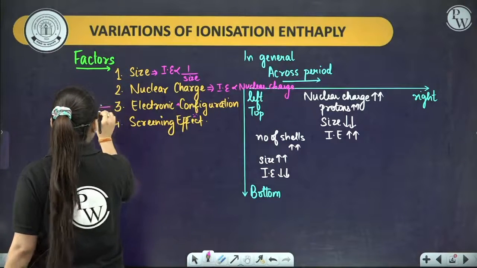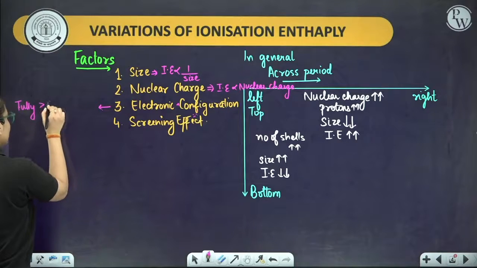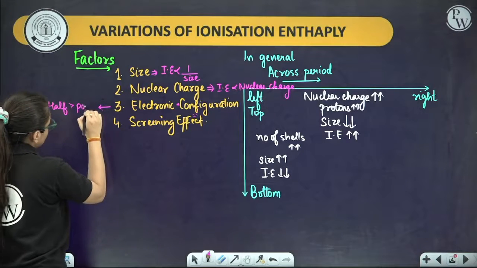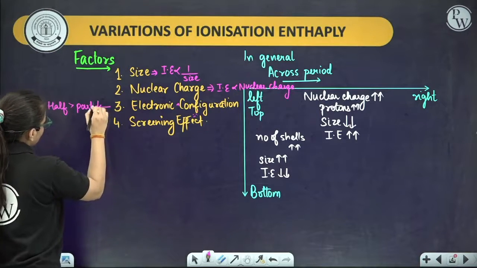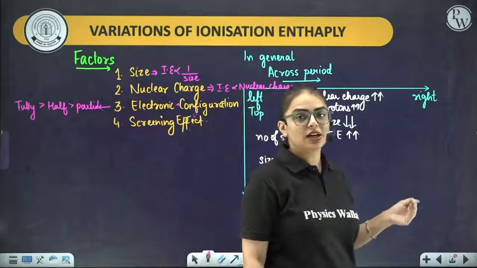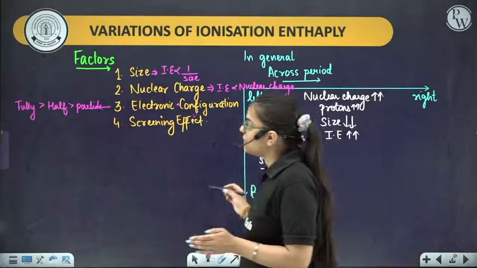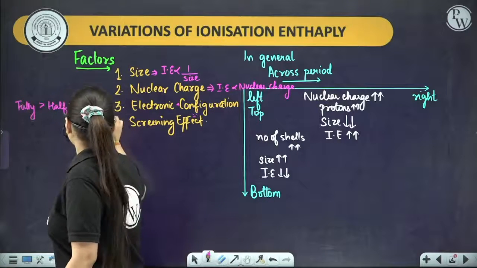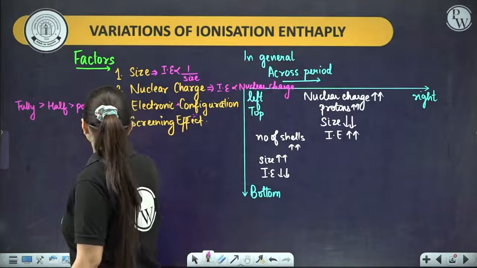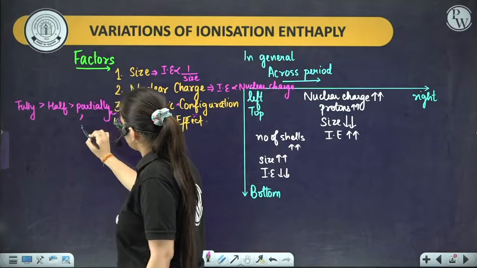If you talk about electronic configuration, fully filled will have the highest, then the half filled one, and at last the partially filled ones. They will have the highest value because it is stable, and you are removing an electron from a stable electronic configuration, so you require a lot of energy. So fully filled will have the highest, then comes the half filled, and at last the partially filled one.